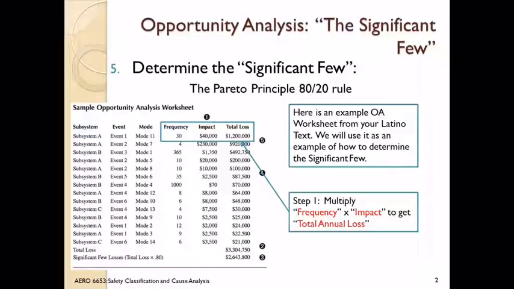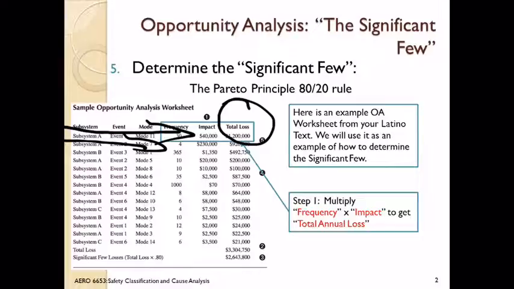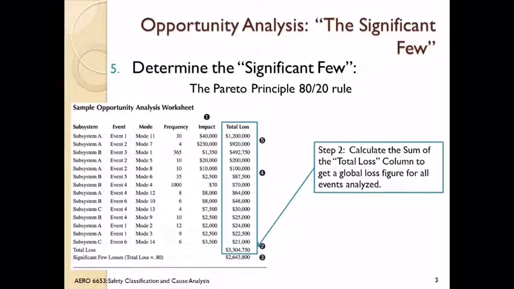So essentially what you're going to do is you have listed all the events and the modes, and you'll work across for each line item in order to come up with a total loss for each of the events. That's how you start. Next step then is add up the total loss column to get the global loss figure. That's the total loss for all events that you calculated.